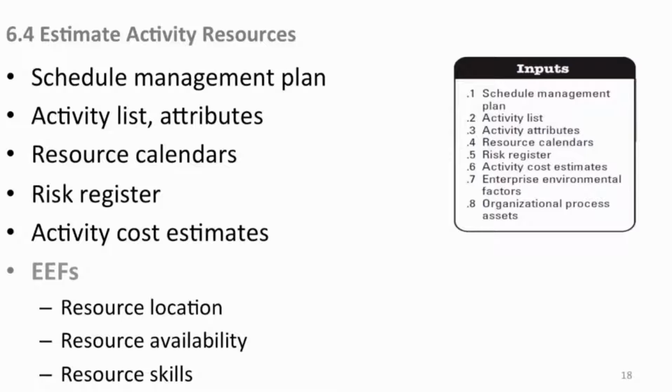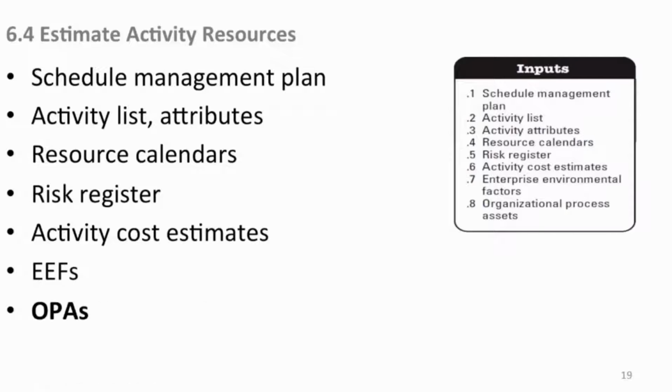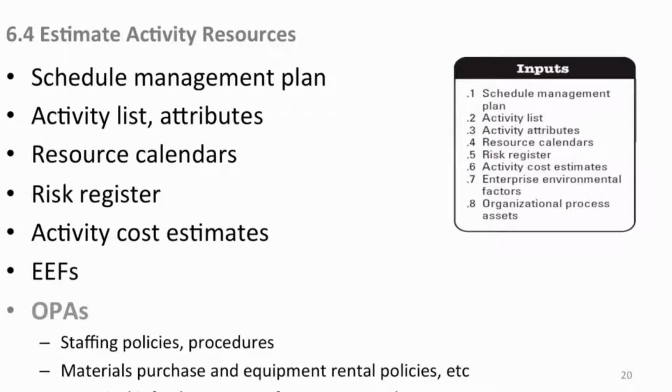Resource skills, of course, are very key to getting to who we really need to help us on any particular activity. Organizational process assets. We're talking about people primarily with staffing policies and procedures. Now here's the other side of resources: materials purchases and equipment rental policies. We may have some policies in our organization that we need to follow. We don't want to be renegades. We want to follow the organizational processes unless we're able to tailor those with proper approvals to our project. But those are the assets from the organization that we should look for to help us.